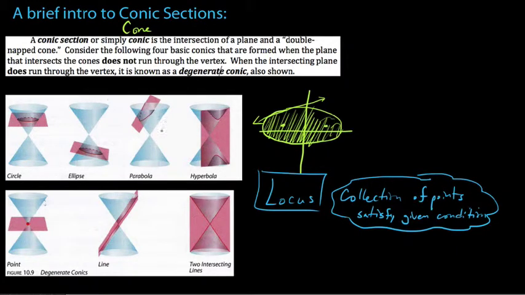Okay. One very important thing to point out is this. We have these things called degenerate conics. So these are the ones listed down here. You can see degenerate conics are degenerate because of this, but basically they go through the vertices of the cones.